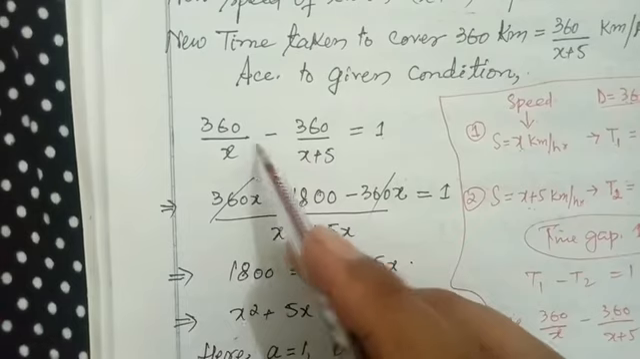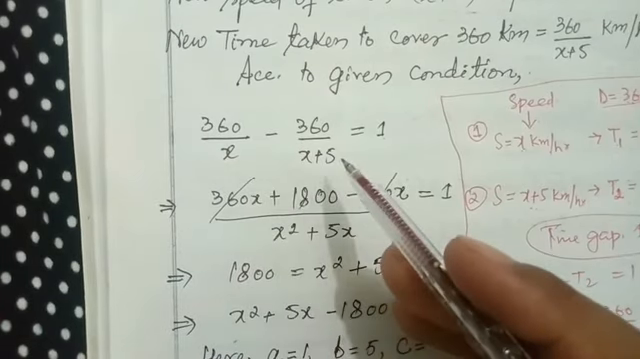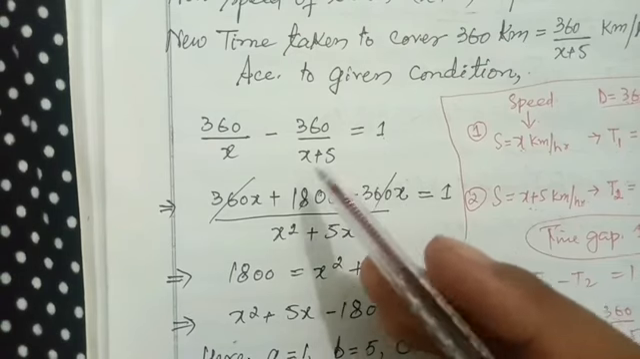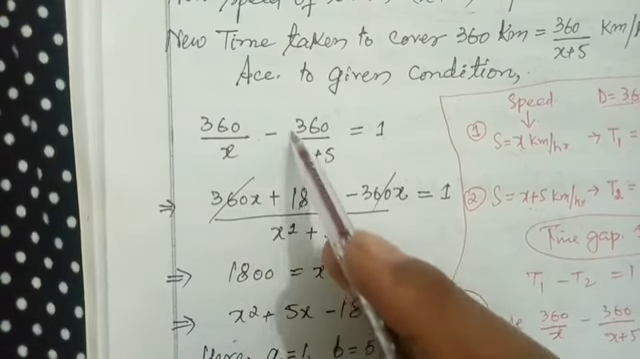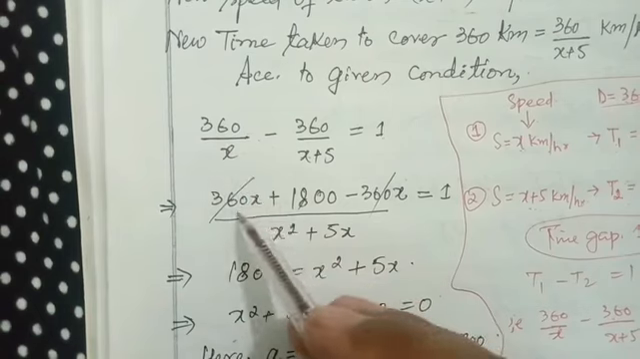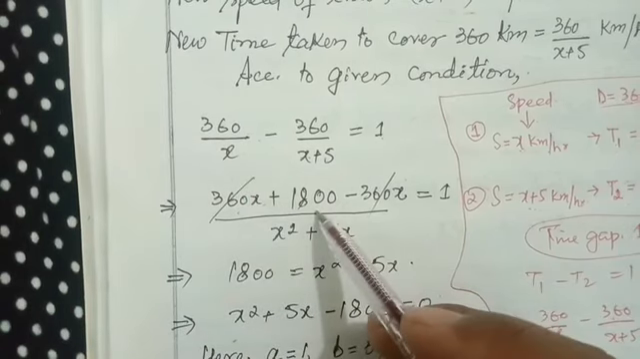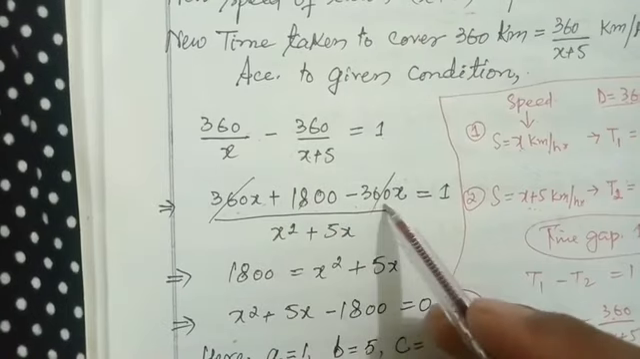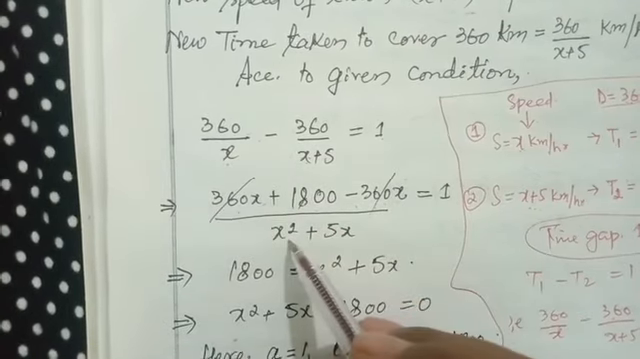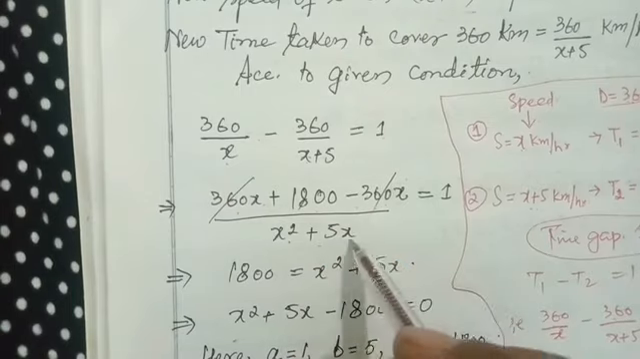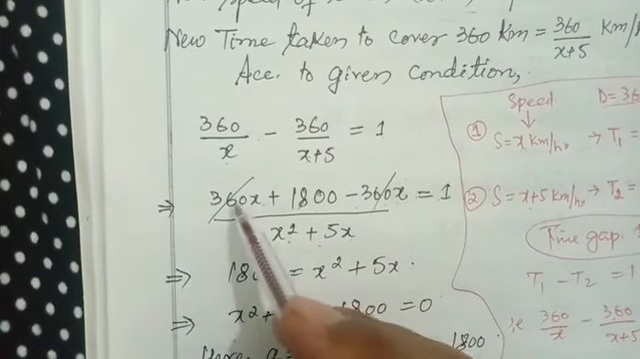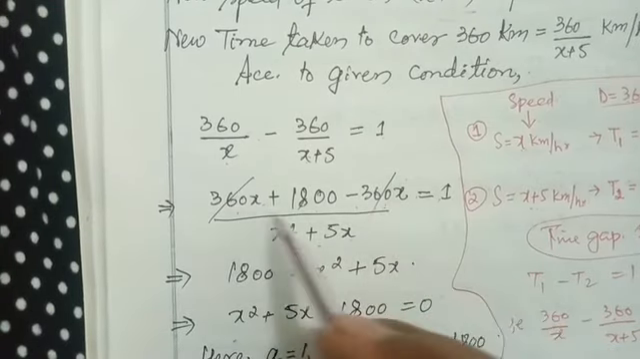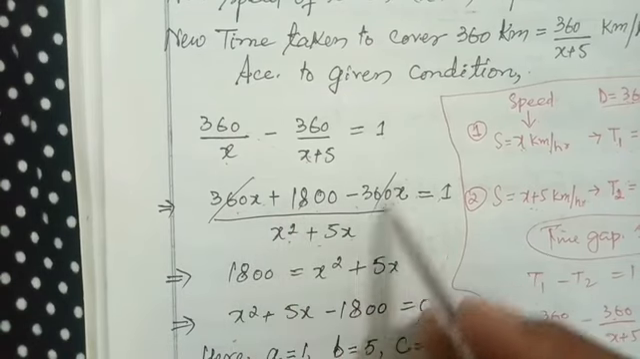Now I will do the cross multiplication in order to make it the quadratic equation, in the general form. x into 360 is 360x, 5 into 360 is 1800, then minus x into 360 is 360x, then x into x is x squared, x into plus 5x equal to 1. This is plus, this is minus, they are like terms, so they will cancel each other.